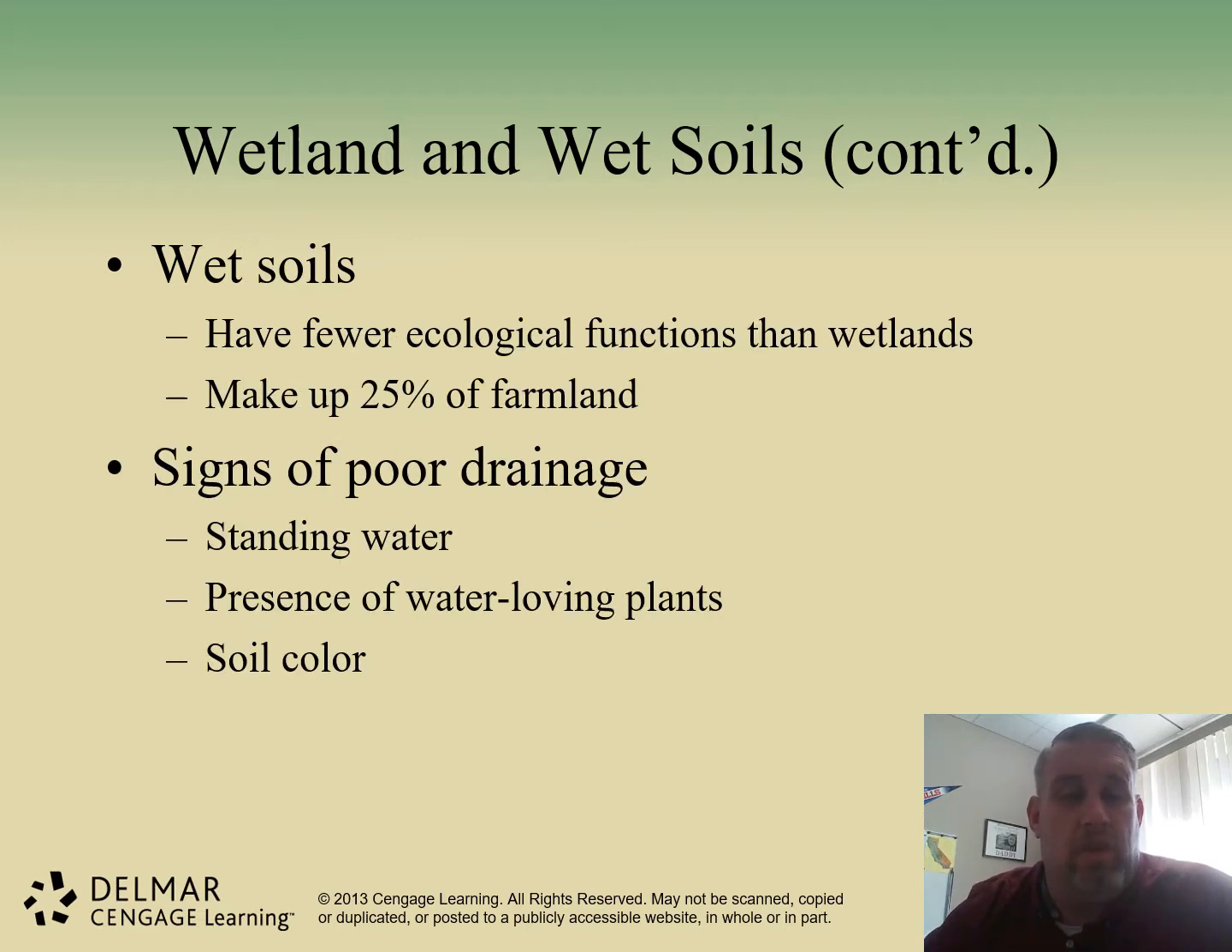So wet soils have fewer ecological functions than wetlands. These can be used more as farmland, and so about 25% of our farmland are these wet soils. The soils are wet most likely due to the climate in which the soils exist. Unfortunately, these soils have poor drainage and need to utilize plants that don't mind growing in water.